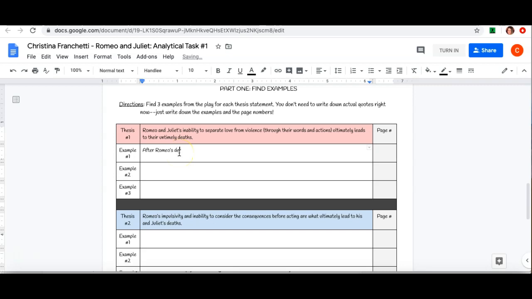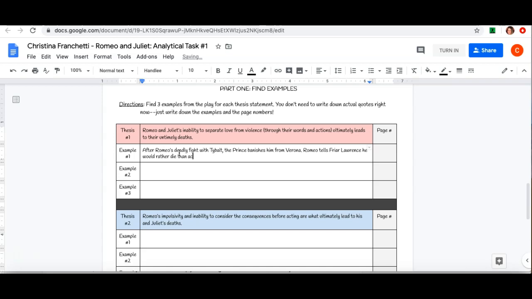Now, an example of this could be Romeo when he gets banished from Verona. So, as you can see, what I'm typing: after Romeo's deadly fight with Tybalt, the prince banishes him from Verona. Romeo tells Friar Lawrence that he would rather be dead than banished.